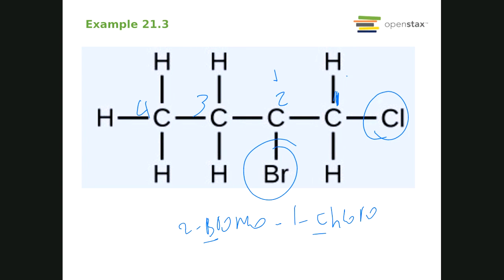So you're numbering from the side that gives you the smallest number set, 1, 2, 3, because if you number from this side, it's going to be 1, 2, 3, and 4. Then you would get the branches on carbon 3 and 4. So you have to number from this side because you get a smaller number set. And then when you're writing the name, you have to write the branches in alphabetic order. So 2-bromo first and then 1-chloro. Then we have 4 carbons, which is going to be butane. So chlorobutane.